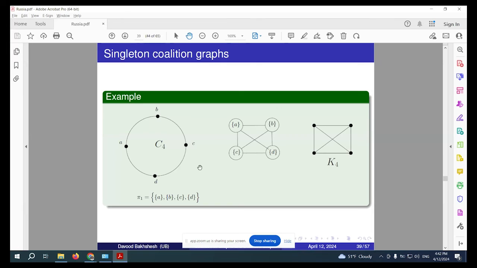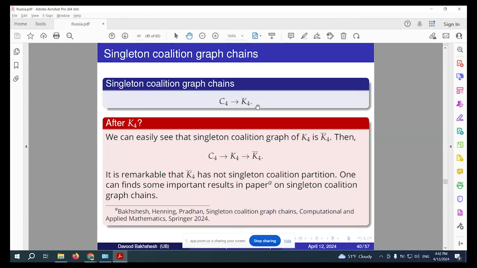And we write this result as C4 right arrow K4. It means that K4 is a singleton coalition graph of C4.